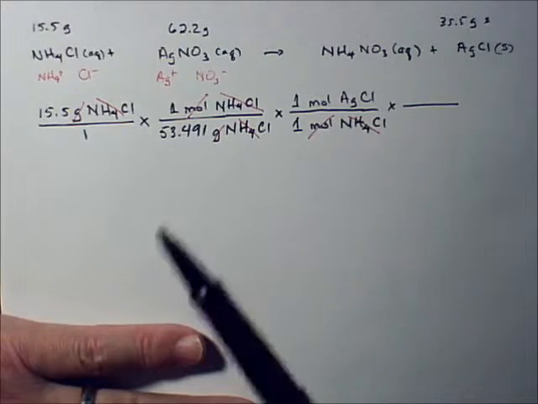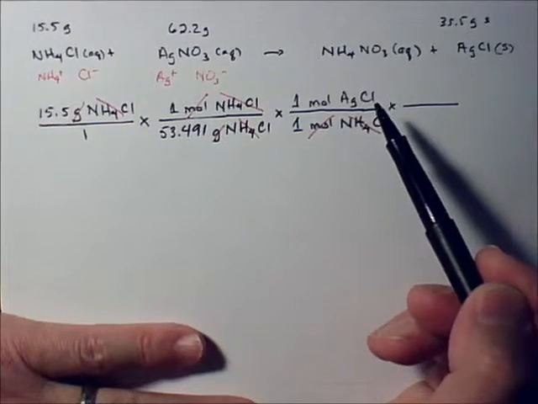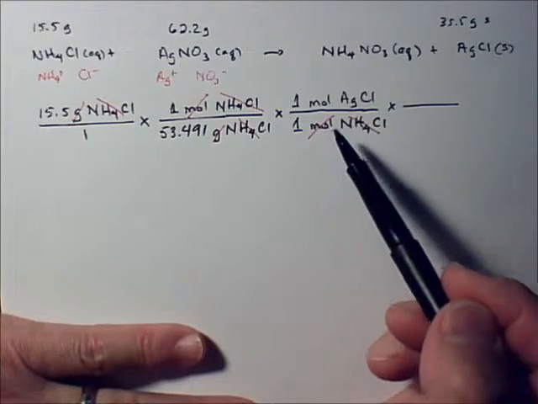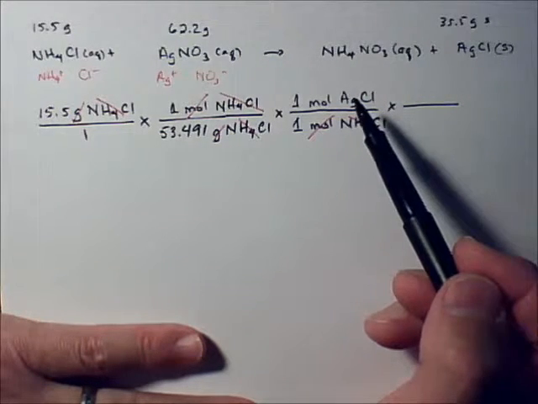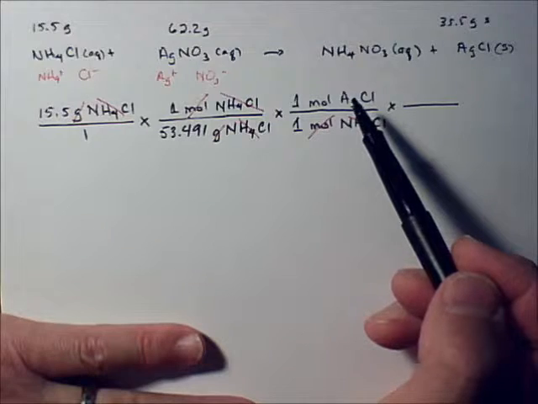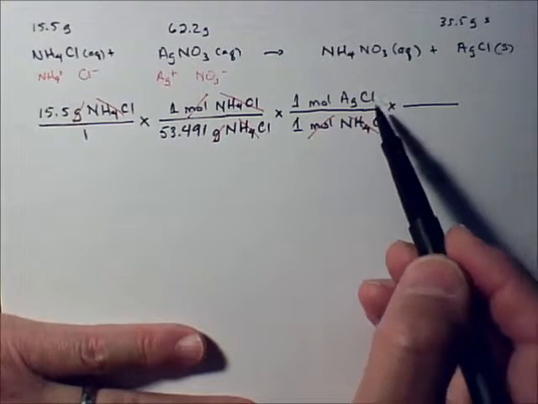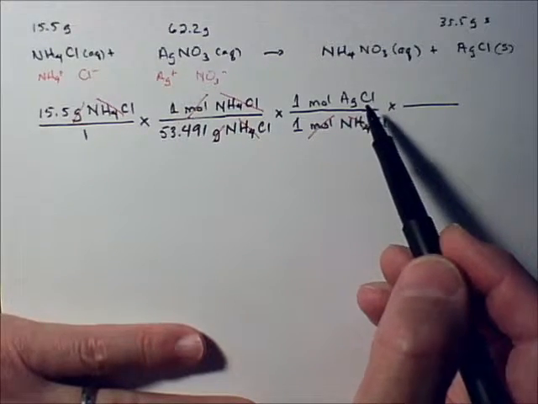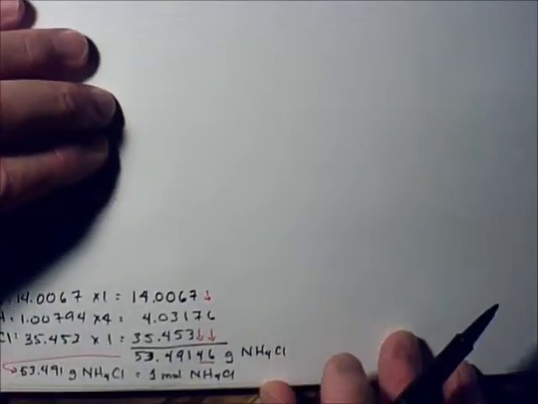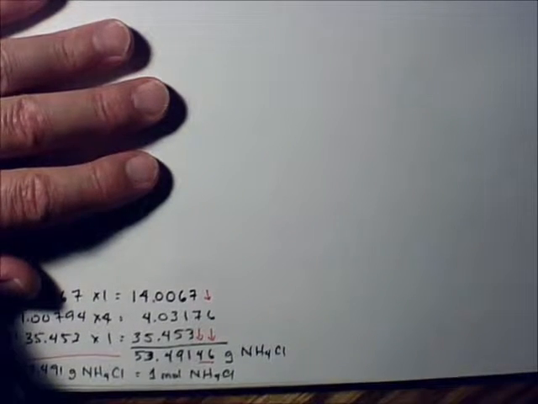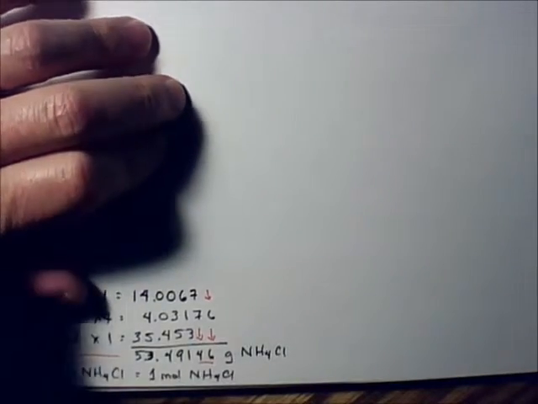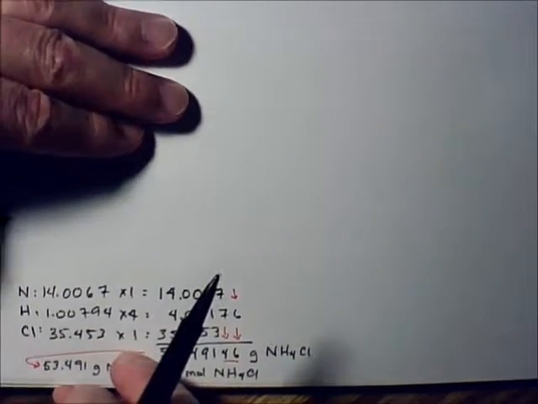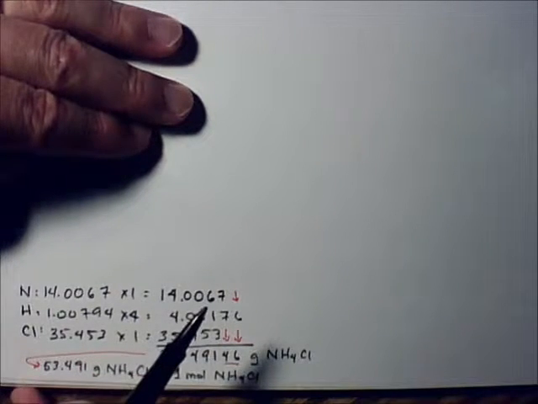Now, once we have moles of the other species, and that's what the molar ratio does, it allows us to go from one species to another species. Once we have moles of the other species, now we want to convert that to grams. We want to convert it into something we can measure. You can't measure moles. So we need the molar mass of silver chloride. So we go back down here and calculate the molar mass for silver chloride. If you haven't done that already, please calculate it in the same way we did for ammonium chloride.